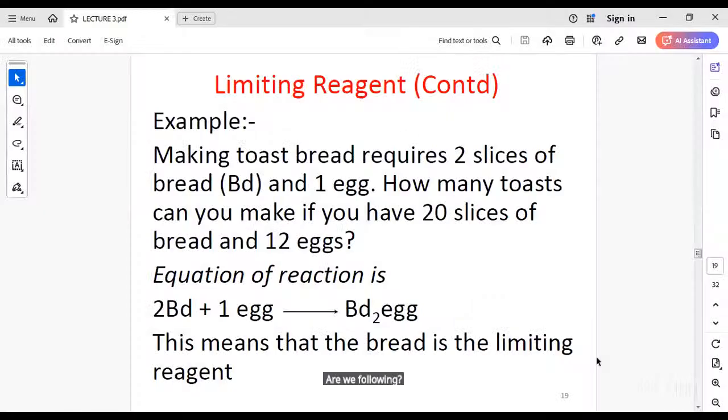So that is how you calculate your limiting reagents. So we go back to our slide. Are we following? If you're following, give me a thumbs up. If you are following, let me see your thumbs up. Thank you. So we move. So that is how to calculate your limiting reagents.